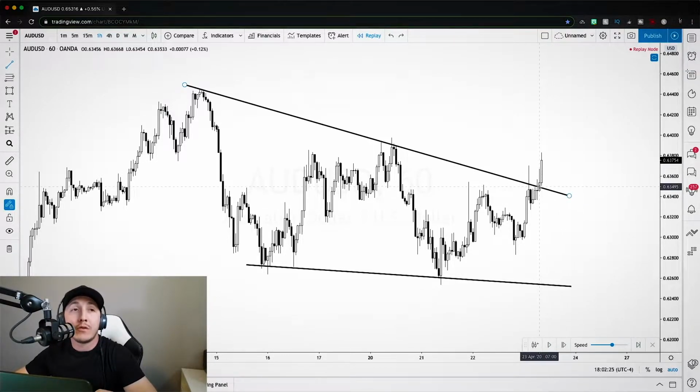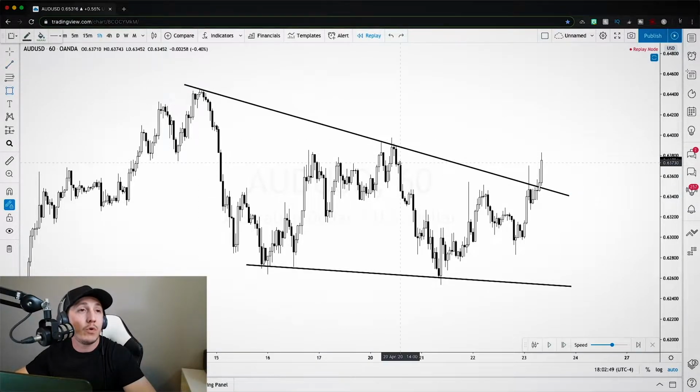A lot of people do enter as soon as it breaks out. However, there are a lot of false signals when trading. So this could easily break out and then just dump. And then you get stopped out. All right. So that's what we're going to try to avoid. We're going to wait to see if this retests our zone.